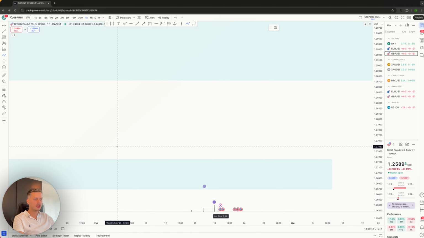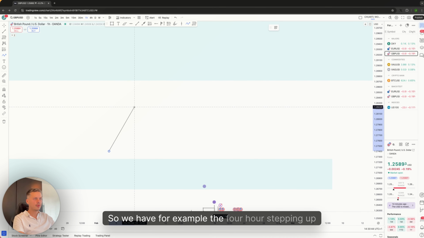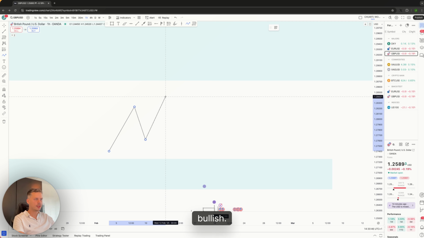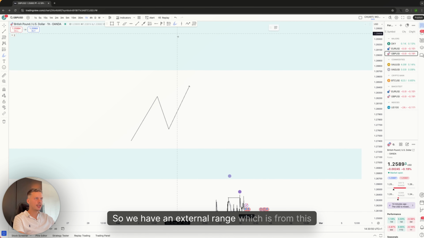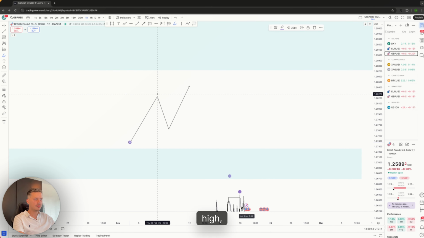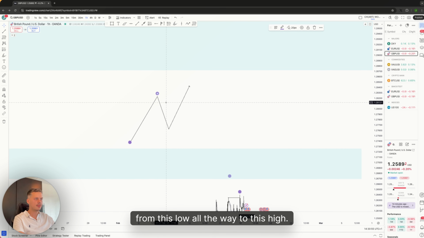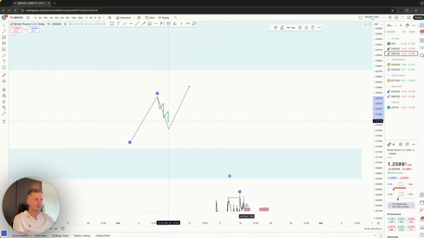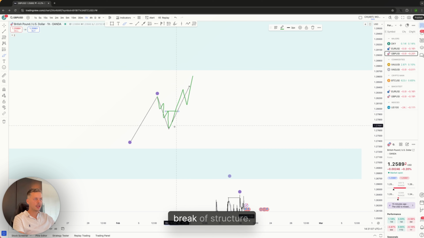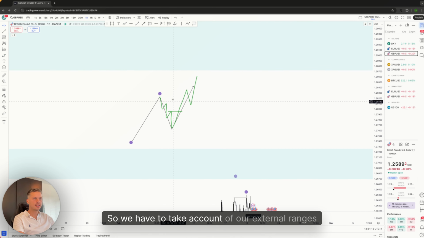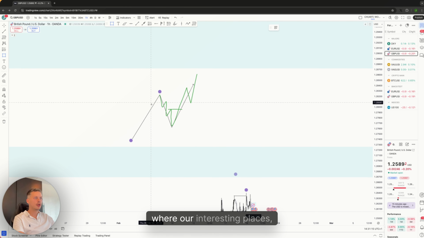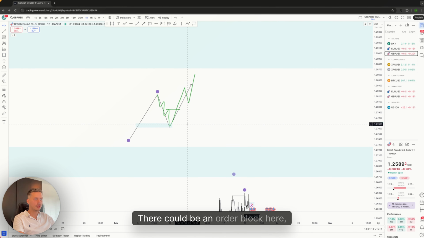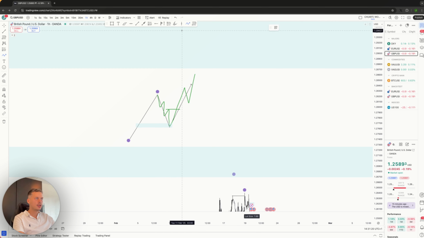and external ranges, right? So we have, for example, the 4-hour stepping up bullish. So we have an external range, which is from this low all the way to this high. This is always what we call external. This is what we call internal structure, right? Internal structure, break of structure. So external range, internal range. We have to take account of our external ranges, where are interesting places. There could be an order block here, there could be liquidity there.